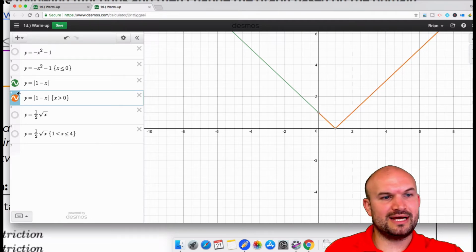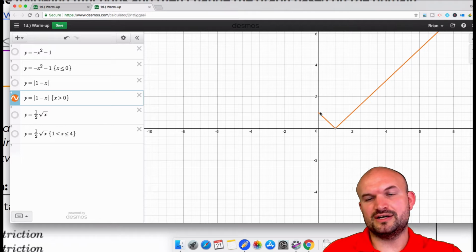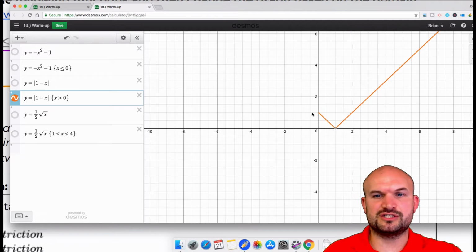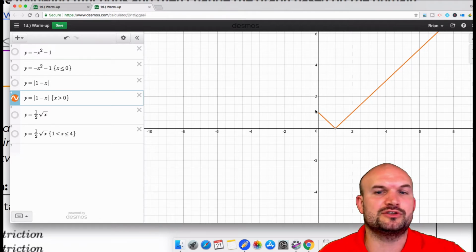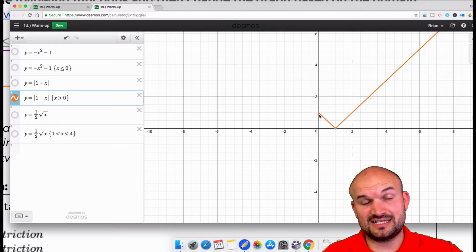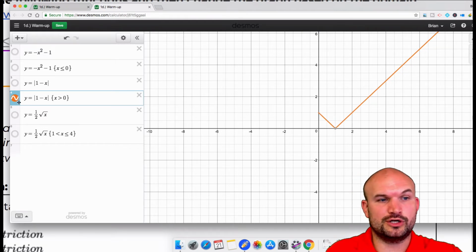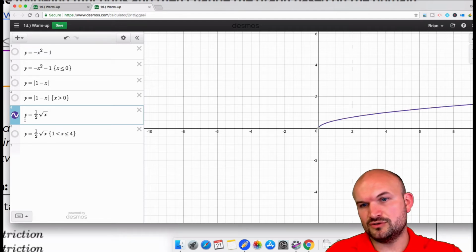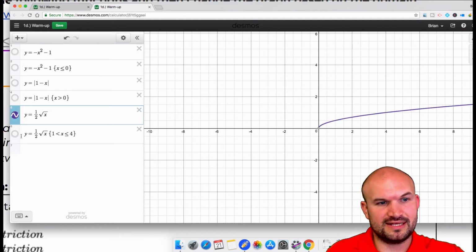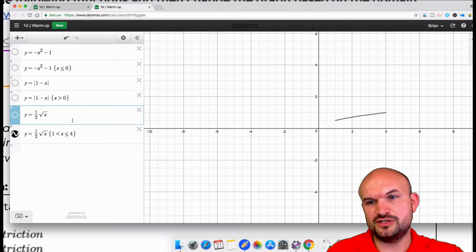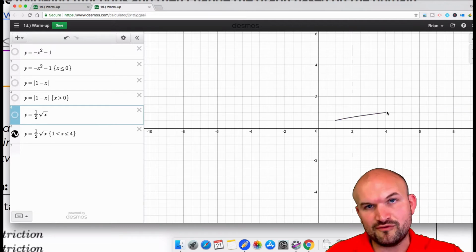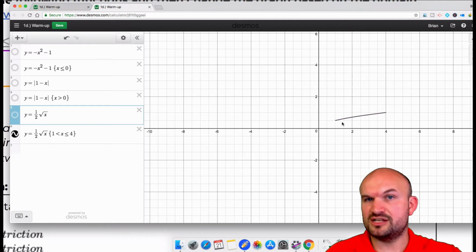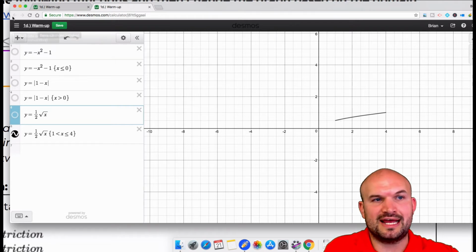And then when I do my domain restriction, you can see here, now I didn't add a hole there, but it's just important that the graphing calculator is not going to be able to show you a hole. So that's why it's important for you to understand where that hole is going to be. This graph, y equals 1/2 square root of x, looks like that. And then when we apply our domain restriction, you can see that it's just that partial curve. And again, 4 is defined and 1 is undefined. So it's just important to understand those points from there.